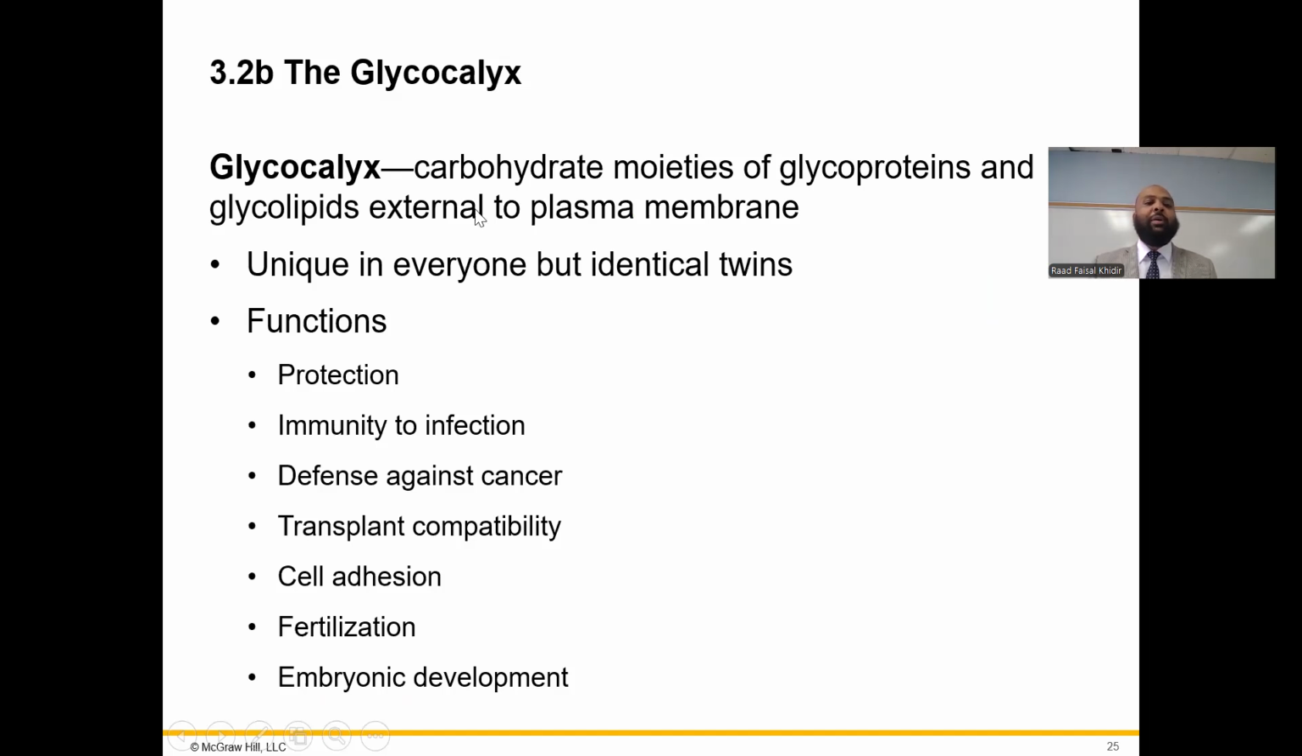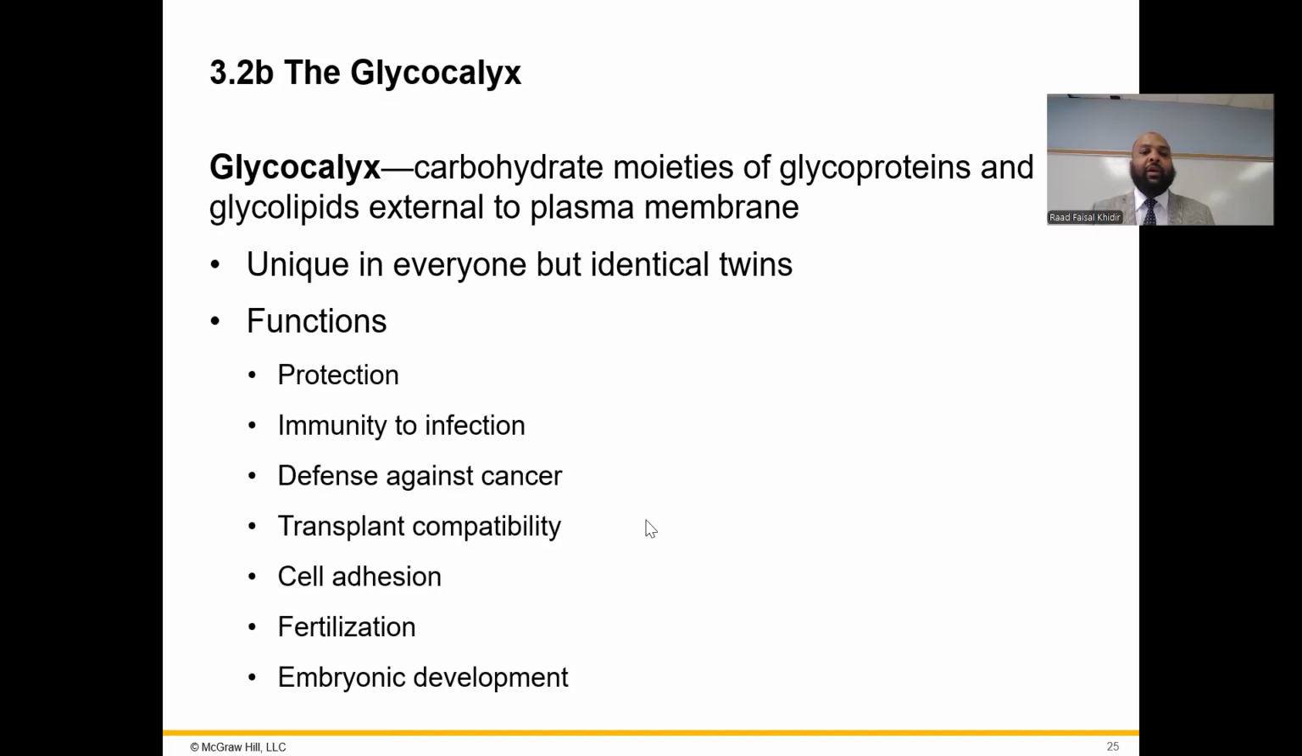So now let's talk more about this glycocalyx that we said is like the barcode, and this is what makes the cells different. The glycocalyx are carbohydrate moieties of glycoproteins and glycolipids that are found at the surface of the plasma membrane, and they are unique in everyone except identical twins. The functions of the glycocalyx are protection, immunity to infection, defense against cancer, transplant compatibility, cell adhesion, fertilization, and embryonic development. We just need to understand what the glycocalyx is.